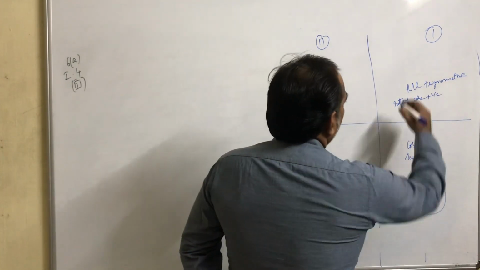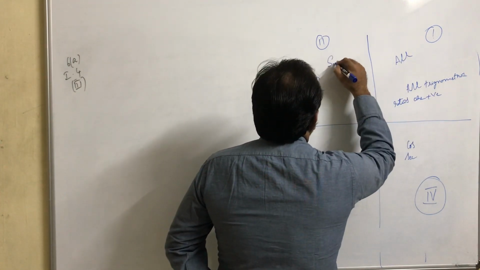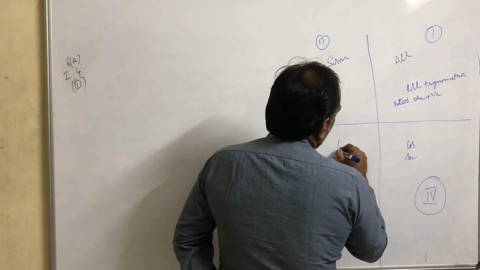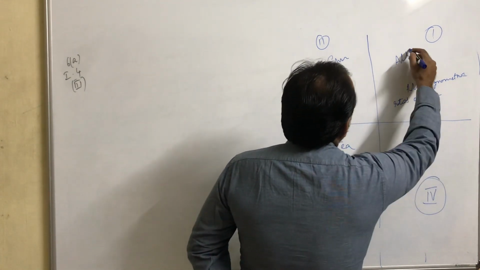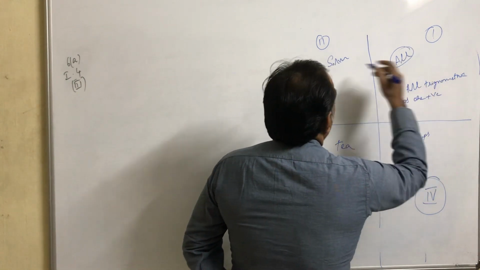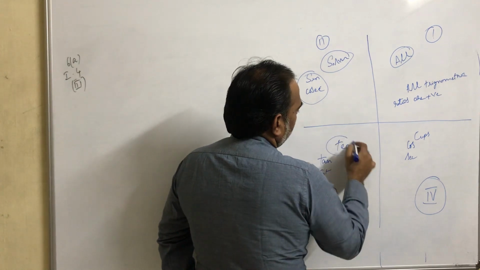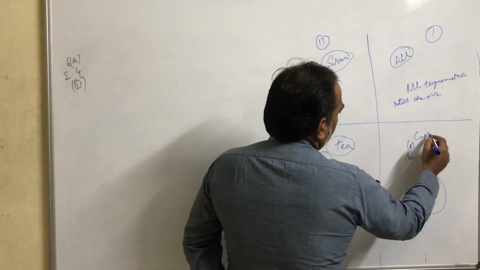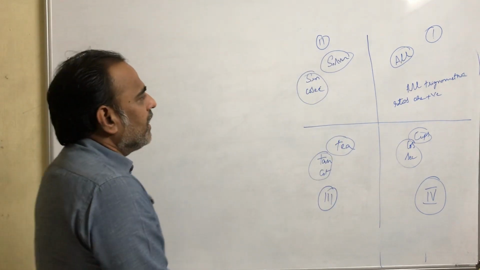This can be easily remembered as the phrase "All Silver Tea Cups." All means all trigonometric ratios. Silver means sine and cosecant. T means tan and cot. Cups means cos and secant are positive. This can be easily remembered.